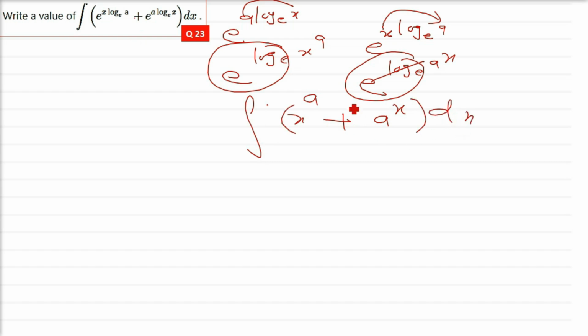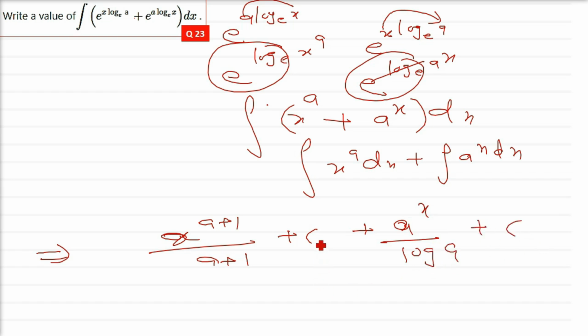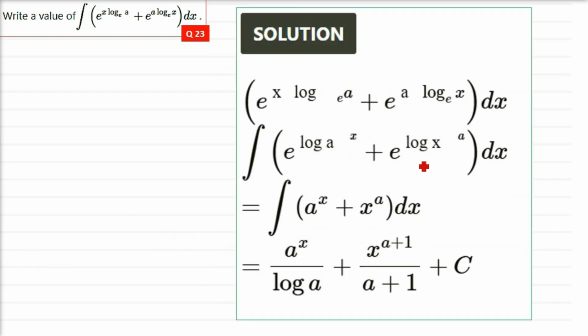Alright. X raised a also has a direct integration result, and a raised x also has a direct integration result. So we are going to integrate them separately, and since these are the standard results of integration, we'll write it here. So it will be x raised a plus 1 divided by a plus 1, because a is nothing but a constant, and a raised x is simply a raised x divided by log base e a. So a raised x by log base e a plus constant of integration. These two constants can be combined, written as a simple constant c. So this is how the result comes. So this is the simplest way in which the result can be shown.